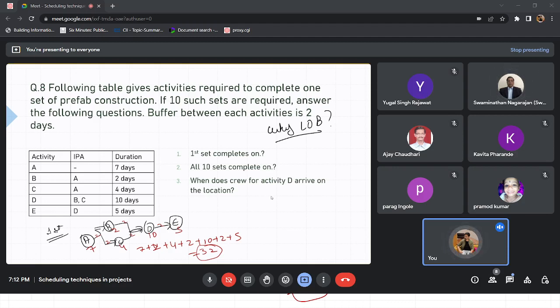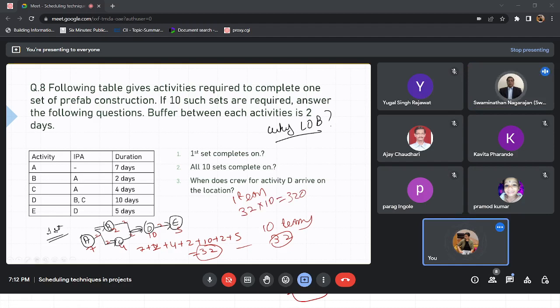Similarly, if we can do these activities for one set in 32 days, what is stopping us from completing each in the same time? For 10 sets, if we have 10 teams working in parallel, we can do it in 32 days. If we have only one team doing everything, you will say it would be 32 into 10.